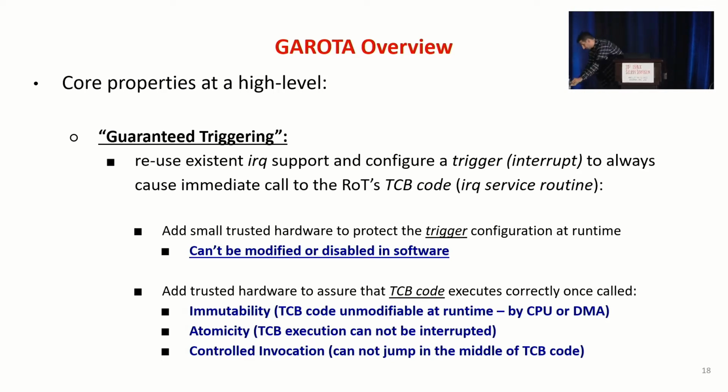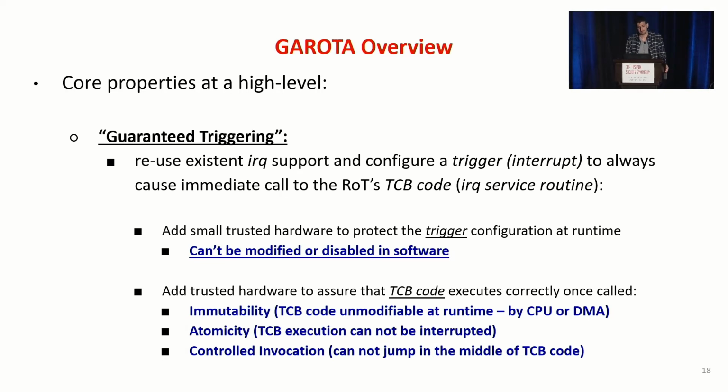But besides that, we need to make sure that once called, this TCB code is authentic, is the one we expect, and that it executes correctly. So this involves another three sub-properties. We use trusted hardware to make sure that this code is immutable at runtime, either by CPU or DMA, that we enforce atomicity, meaning that once this code is called, it needs to be executed until the end, and controlled invocation to make sure that it is always executed from the beginning, preventing funny things like jumping in the middle of the code to trigger unexpected behavior.